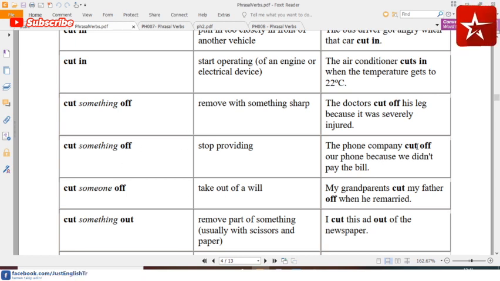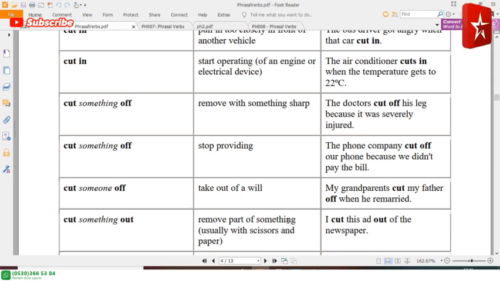Like the phone company cut off our phone because we didn't pay the bill. Yes. And cut someone off means take out of a will. My grandparents cut my father off when he remarried. Wow. And cut something out means remove part of something, usually with scissors and paper.